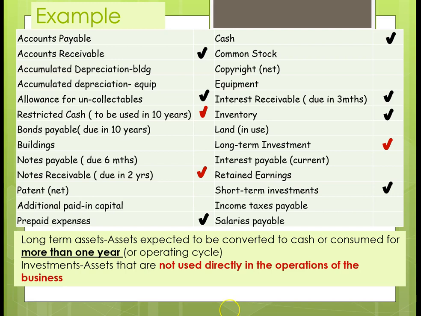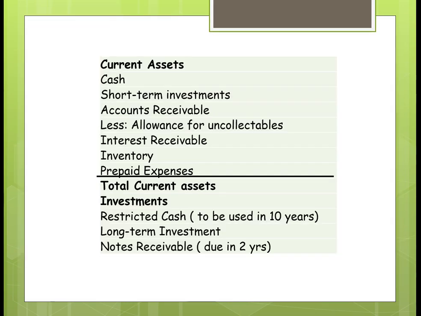Now we can look at how this is going to show up on the balance sheet. All right, now, this is the way they showed it, but I would not have shown it this way. I would have shown the notes receivable before the restricted cash, since they're not going to use it for 10 years. But this is just how they showed it in the answers.